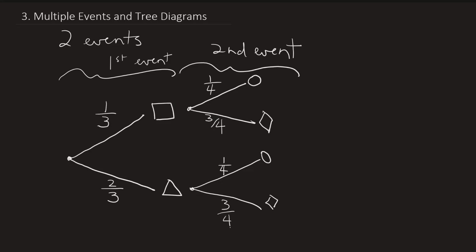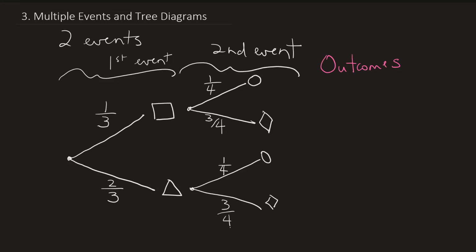This is how you set up a tree diagram and you will be given this sort of information in the question. You will generally be given the probabilities as well. Sometimes you'll have to calculate them. When you have finished drawing your tree diagram, the next column that we want to create is the outcomes column. Now let me show you how we do this.